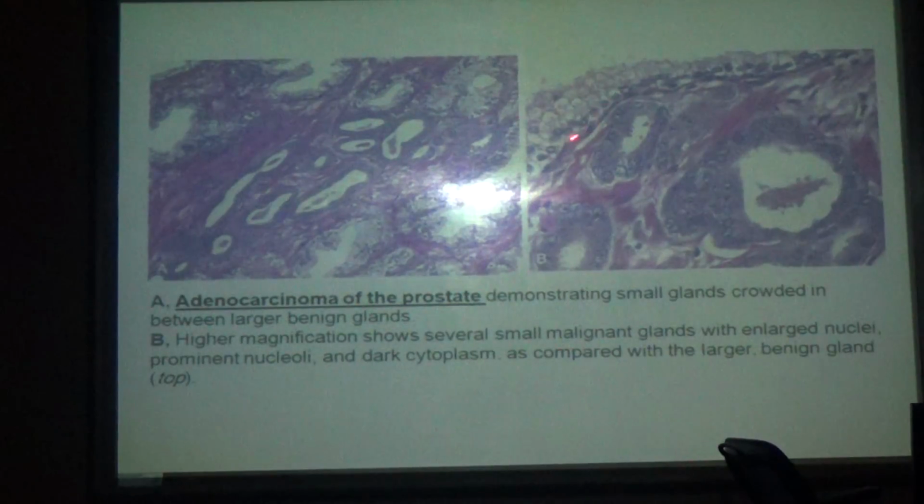This is the normal appearing glands. This is the basal layer, this is the columnar layer. This is the basal, this is the columnar. You can see this malignant. This is secretion, the corpora amylacea. You can see small glands crowded in between larger benign glands. The higher magnification shows the enlarged nuclei here. This is the enlargement of the nuclei.